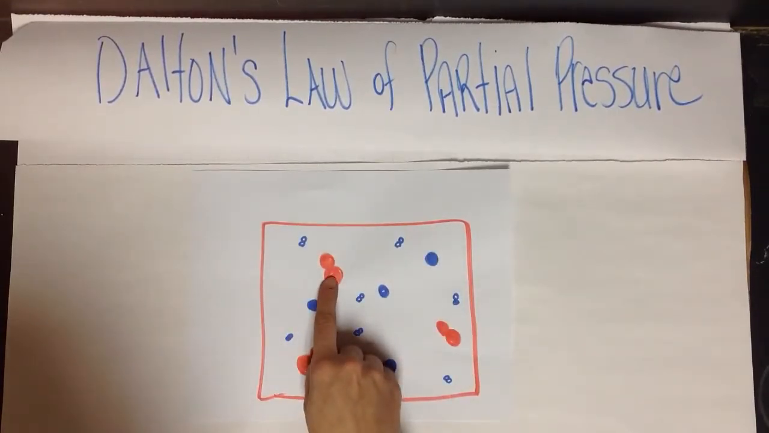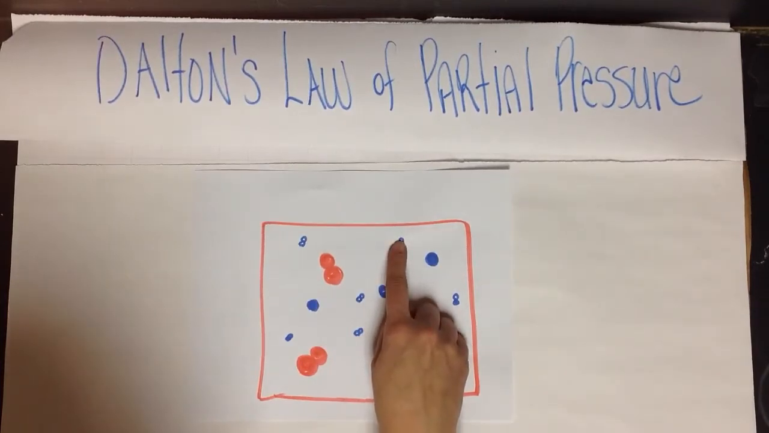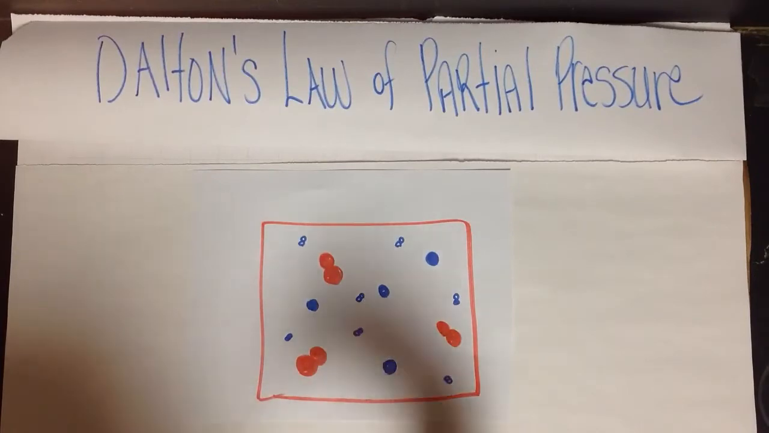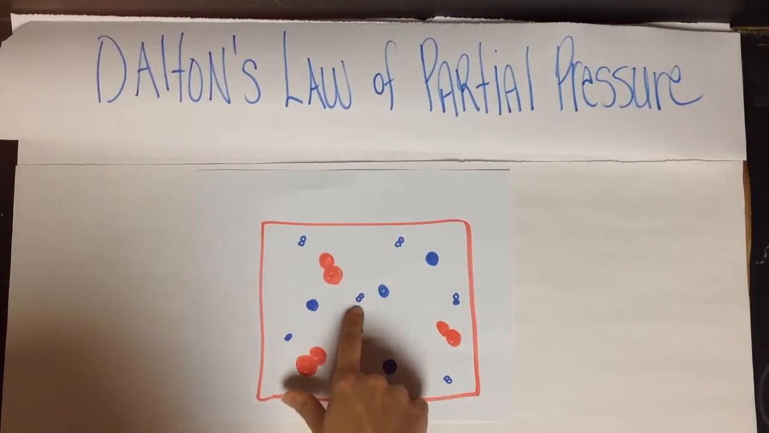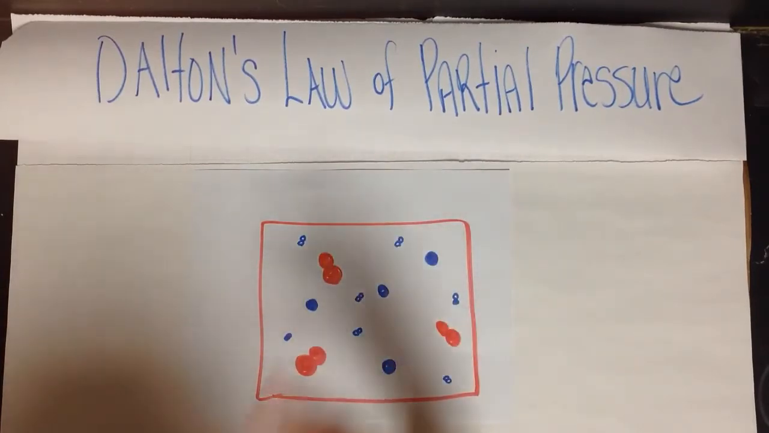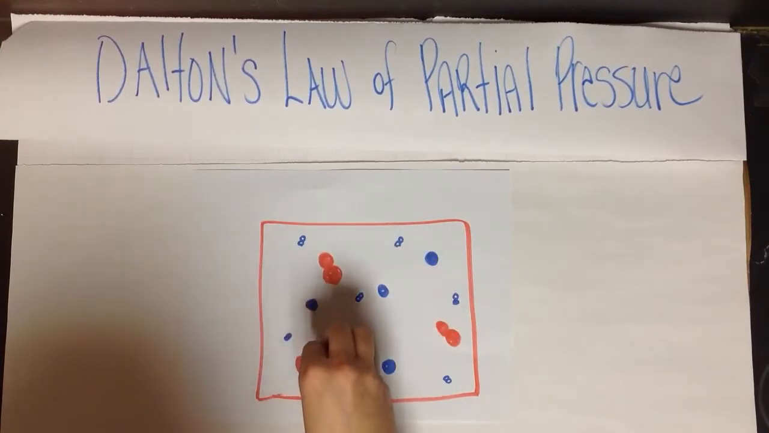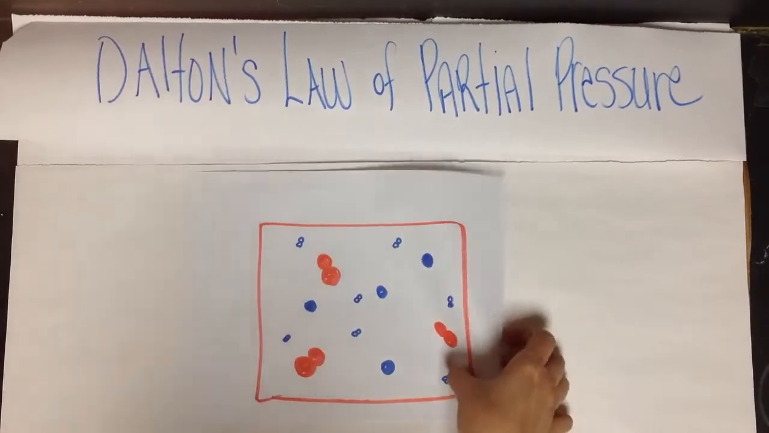So this makes up some of the pressure, this gas makes up a different part, and this one yet another part. If you notice, these are big, medium, and small, so obviously they're going to have different pressure, different force hitting the walls. The big one might hit the walls with higher pressure, more force, and the small ones with less pressure. What Dalton's law says is if you add up all the parts of the pressure, then you get the total pressure of this mixture.